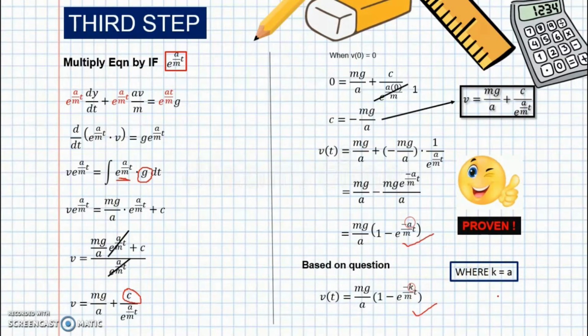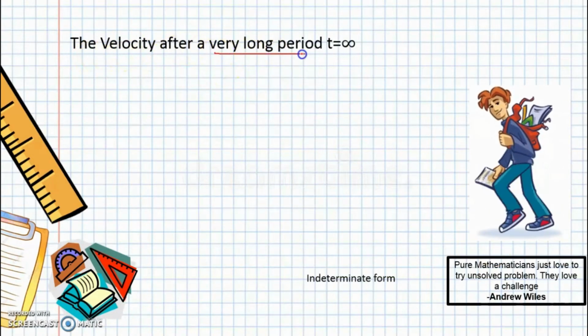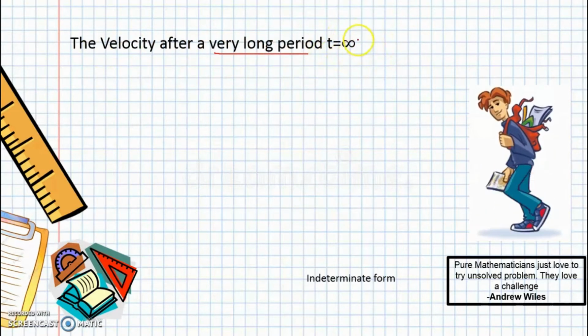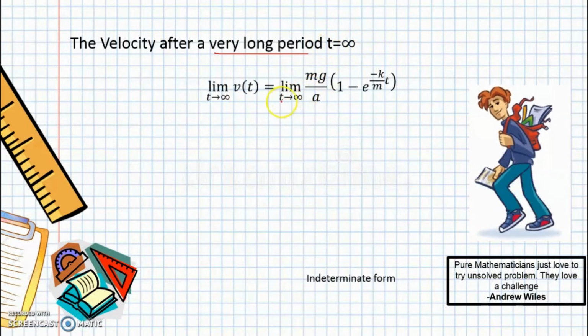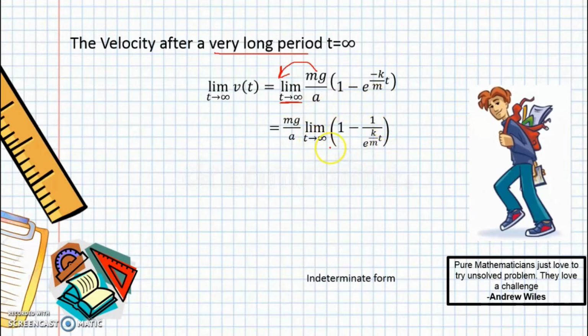Next we proceed to the real equation, which asks us to determine the velocity after a very long period. We know that a very long period stands for infinity, so we use the limit as t approaches infinity of mg over A, and we need to take this constant mg over A outside, and then solve this inside. As we know, this is not a single fraction yet, so we need to multiply to get the same denominator, and we will get this one.